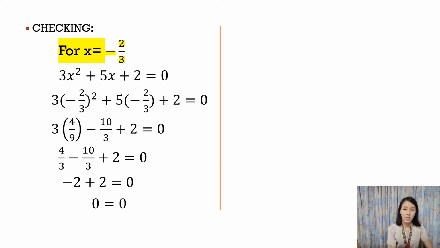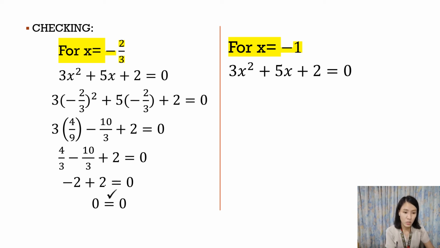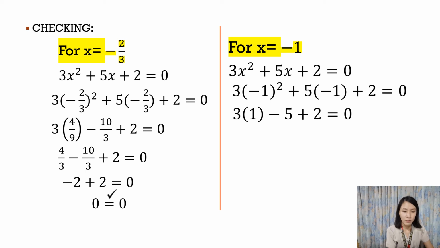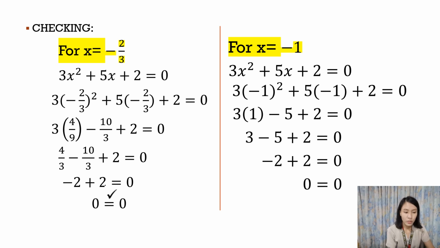So let us now check the second value of our x. We have negative 1. So substitute negative 1 in the given equation 3x squared plus 5x plus 2 is equal to 0. So now, by substitution method, we will have 3 times negative 1 squared plus 5 times negative 1 plus 2 is equal to 0. Now, perform the indicated operation. We have 3 times 1 minus 5 plus 2 is equal to 0. So, the resulting equation will become 0 is equal to 0. Therefore, our answer is correct.